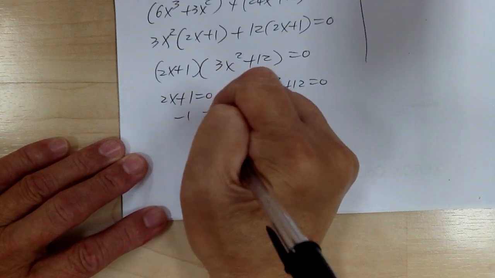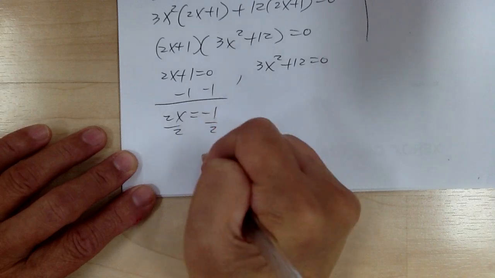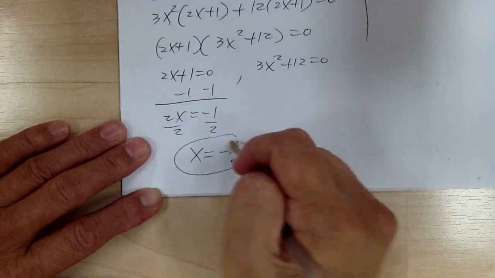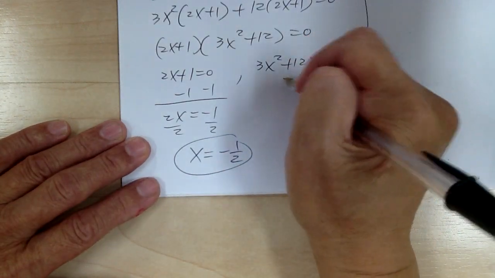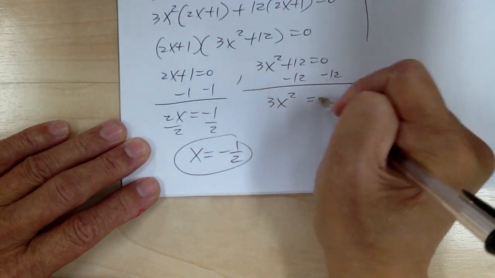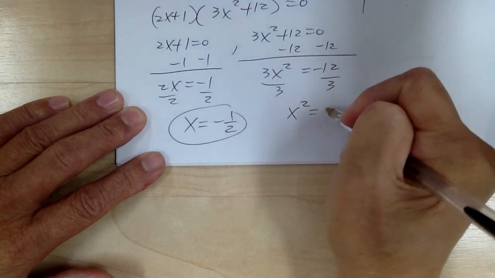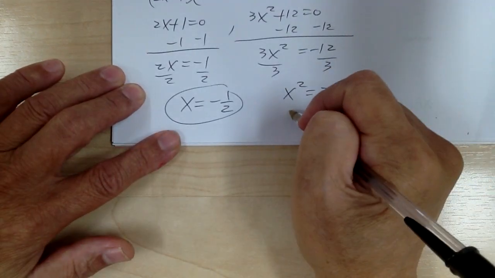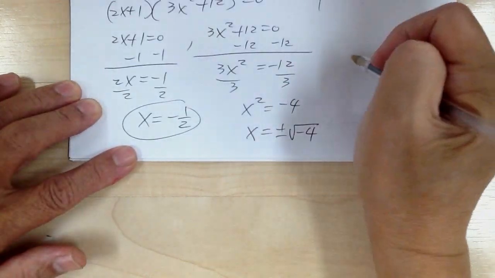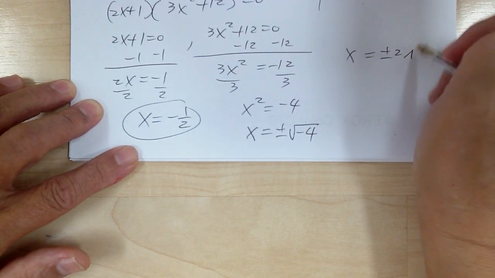From here, minus 1 on both sides, so I get 2x equal to negative 1, divided by 2, so x equals negative 1/2. Okay, so here's another answer. From here, I'm going to subtract 12 on both sides, so I get 3x squared equal to negative 12, divided by 3, so x squared equals negative 4. Take the square root, so x equals plus or minus the square root of negative 4, so x equals plus or minus 2i.